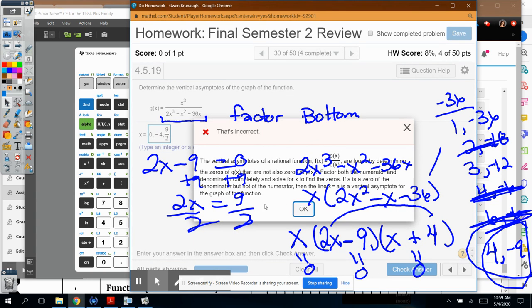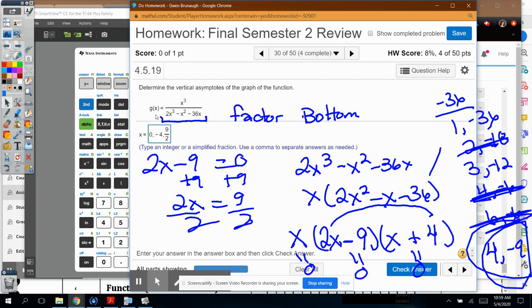Oh my goodness. And that's what I messed up. Guess what? That 0 would have canceled out with the 1 up top. Good thing we're doing this together. That 0 is actually a hole. Mrs. Bruno forgot to double check to see if anything canceled out.